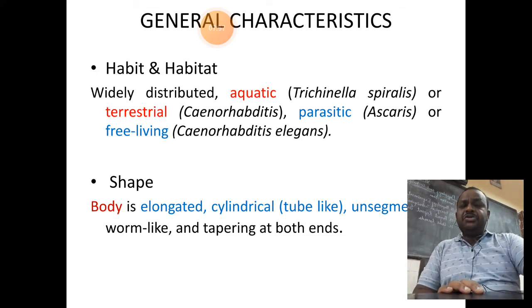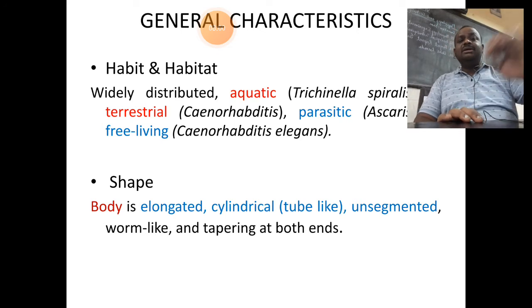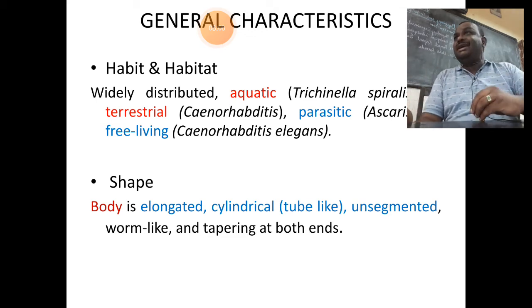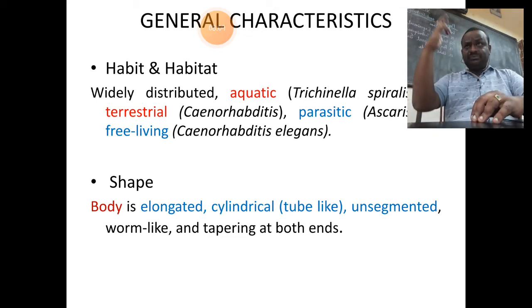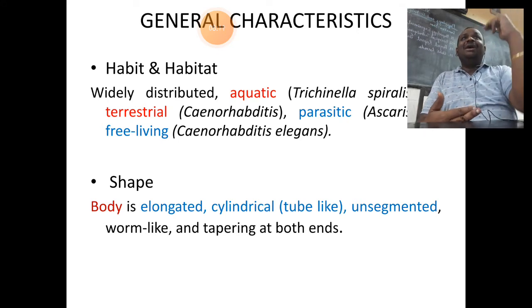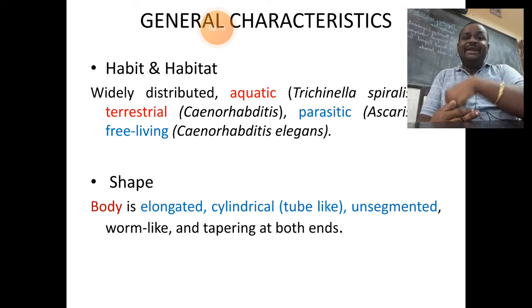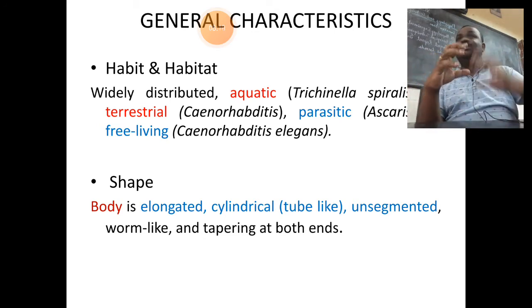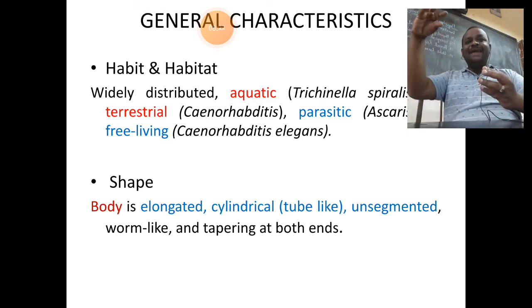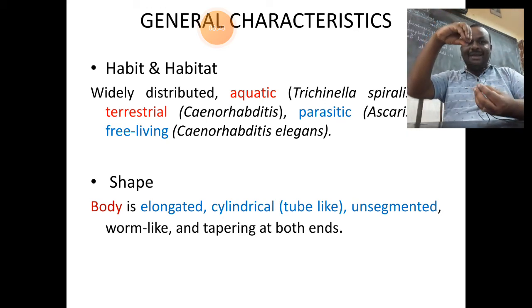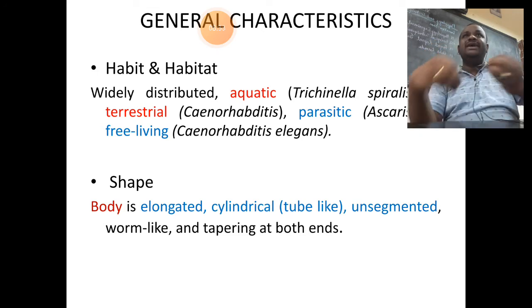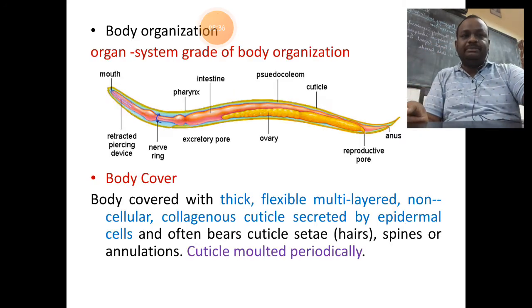The next is shape. Coming to the shape of these organisms, as we know, they have an elongated body which is cylindrical, having a tube-shaped body showing the anterior and the posterior ends. The body is unsegmented. It is not divided. It looks like a worm. Even though it is tube-like, both ends are tapering. It has a cylindrical body which is unsegmented. It is elongated and worm-like. The body is very soft.